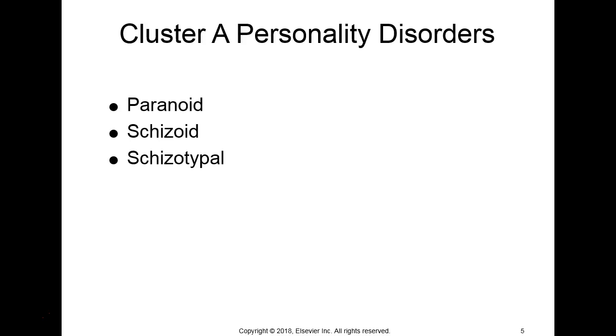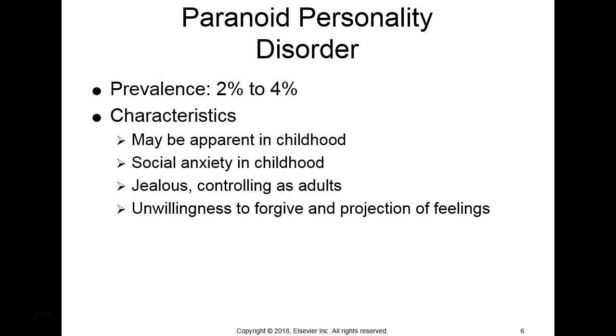And I know Learning Plan 5 is on schizophrenia and psychotic disorders, and I know we haven't come to that yet. That'll be for the next exam. But anyways, some of these personality disorders in cluster A can actually be almost like a precursor to schizophrenia. So paranoid personality disorder, about 2 to 4% of the population might have this.